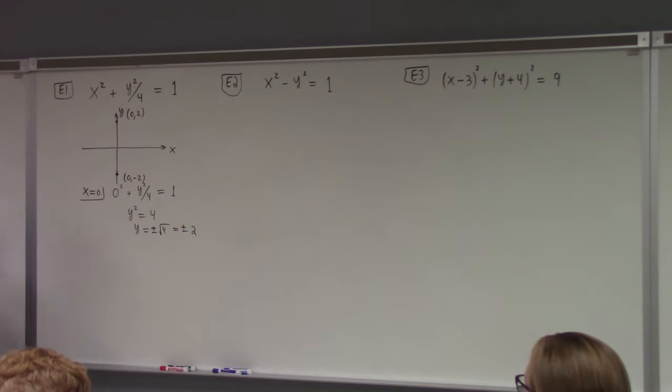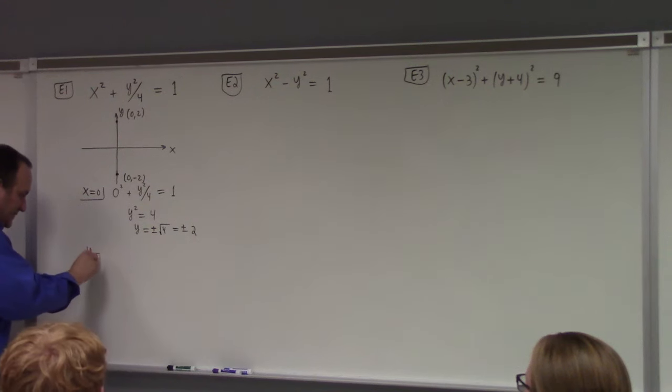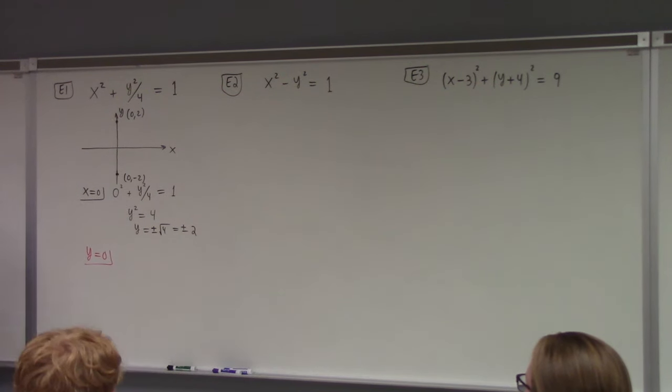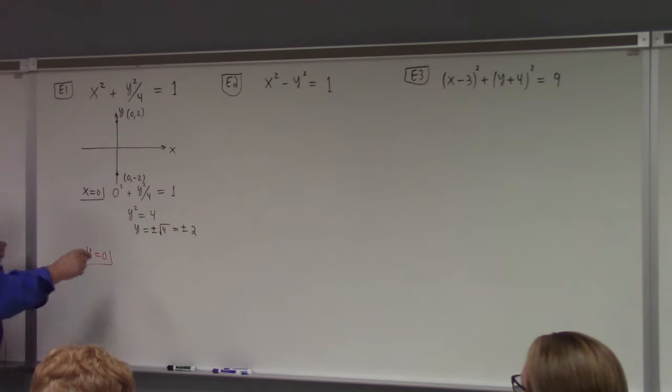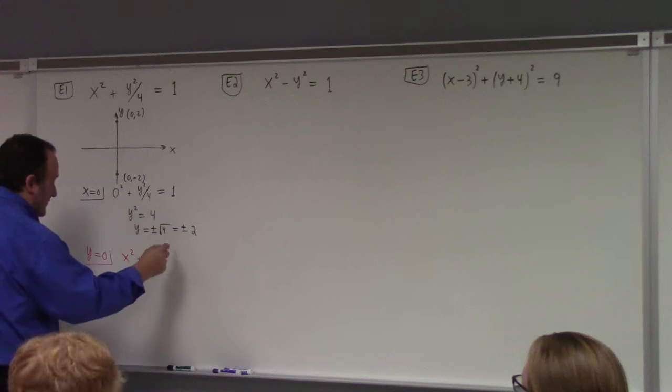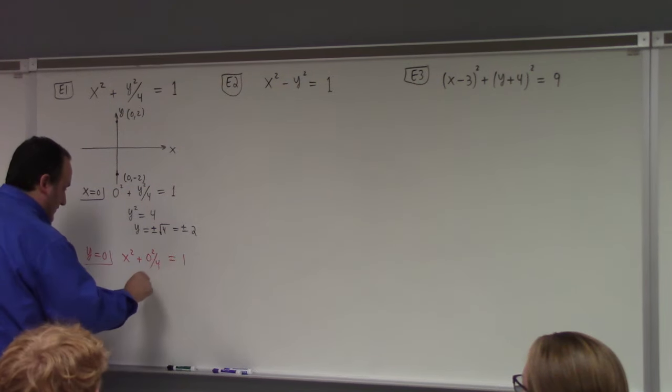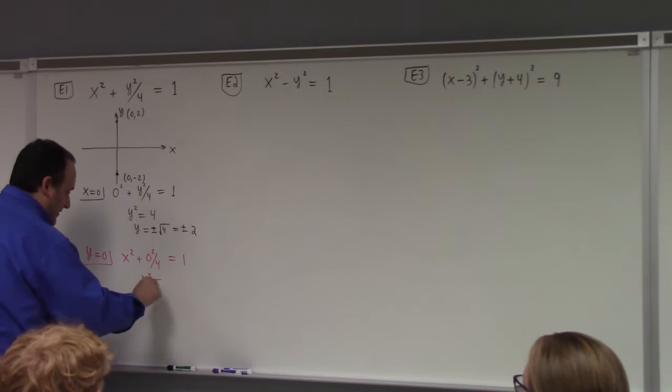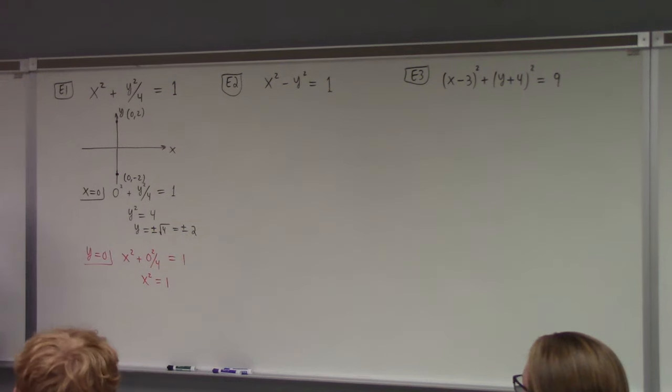Now on the flip side of things, we can look at y equals 0. So y equals 0, plug y equals 0 into the equation, what does that give us? Well, it gives us x squared plus 0 squared over 4, also known as 0, equals 1. So lo and behold, we get x squared equals 1. What are the solutions to x squared equals 1? Well, we know how to solve that. Square root property, right? X is equal to?